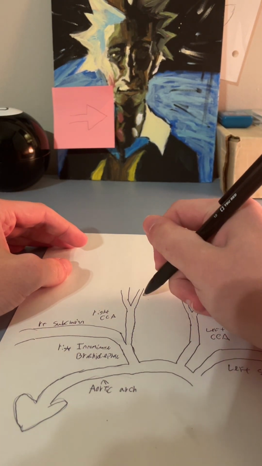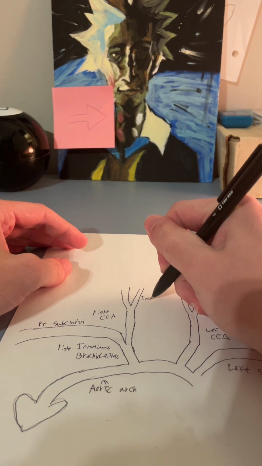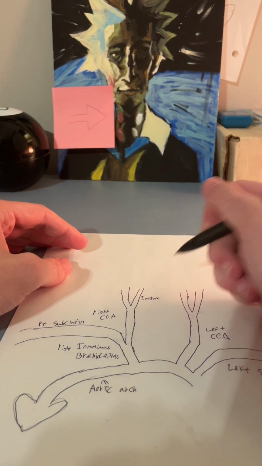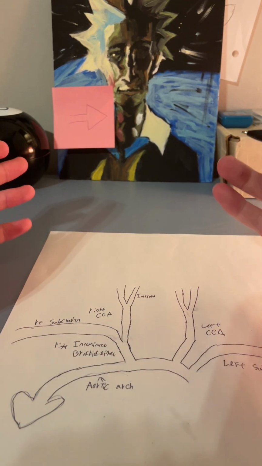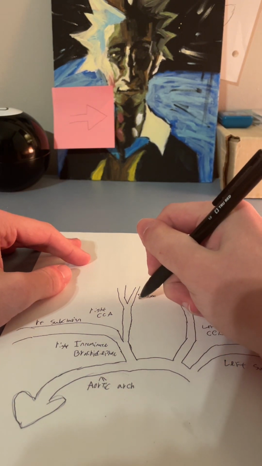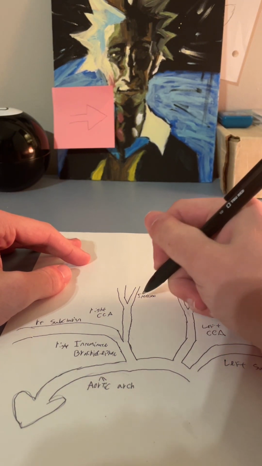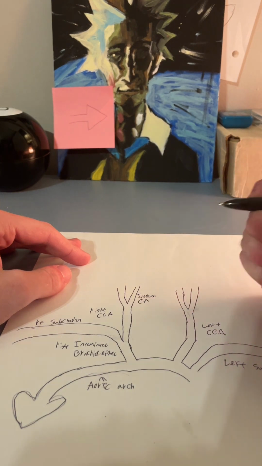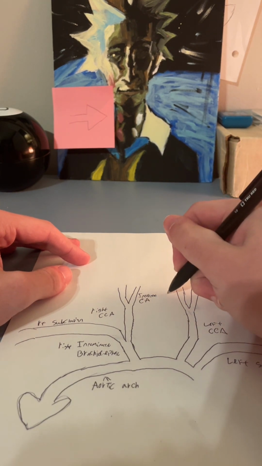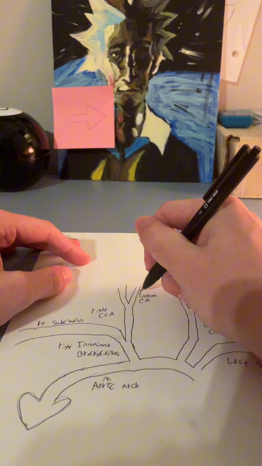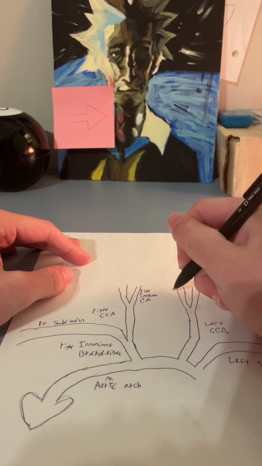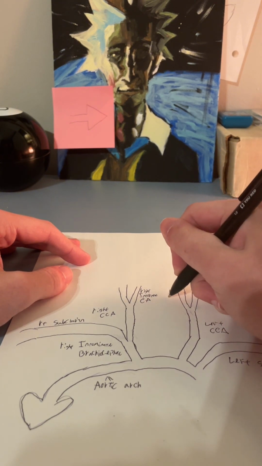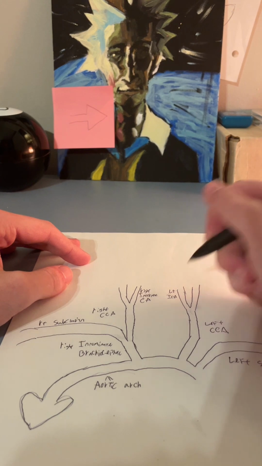These two ones, these are the internal, because they're more medial, they're more towards the center of your body, so they're the internal, they're deeper in your body. This is the internal carotid artery, or they just call it ICA. So this is the right ICA, and this is the left ICA.